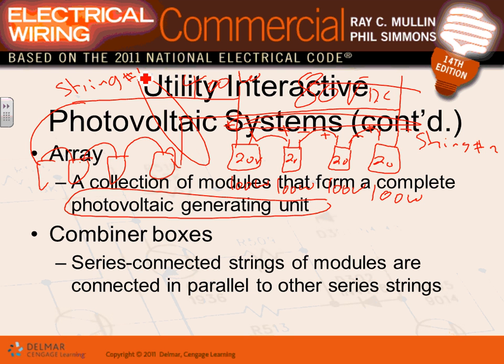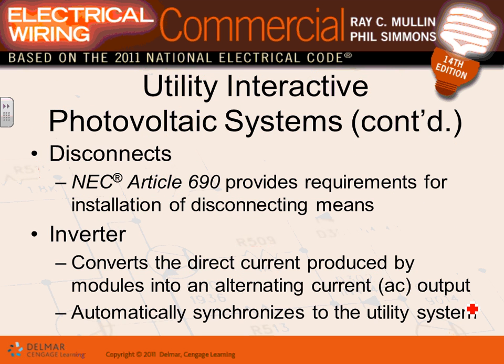Combiner box: they take these two strings out of the modules and tie them together. Here's my negative, here's my positive; all the negatives come together and all the positives come together from each of these strings. Any comments, guys, about the array as well as the combiner box? We do have an array on our roof right now made of 10 panels. We divide them into two strings of five, and they bring them into the system as a two-string system. That's your solar photovoltaic system.